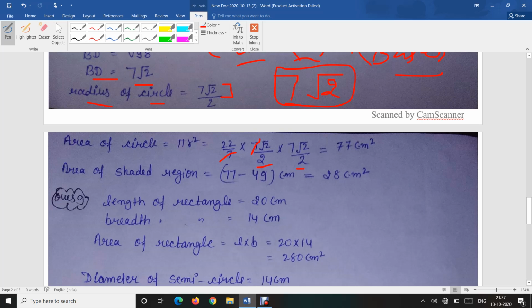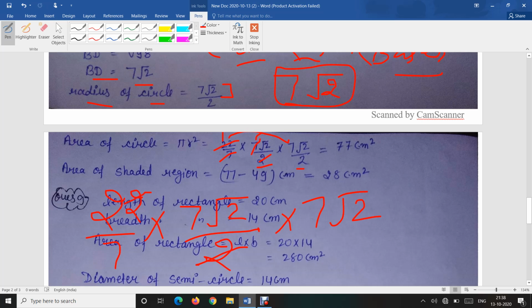Now this 7 cancelled by this 7 because this 7 is in the denominator and this 7 is in the numerator. And we know that whenever there is a sign of multiply between all the values, then we can cancel the numerator by the denominator. And this 2 will cancel this 2 by 11. So 11 multiplied by 7 is, see the calculation for this, 22 upon 7 multiplied by 7 root 2 upon 2 multiplied by 7 root 2 upon 2.